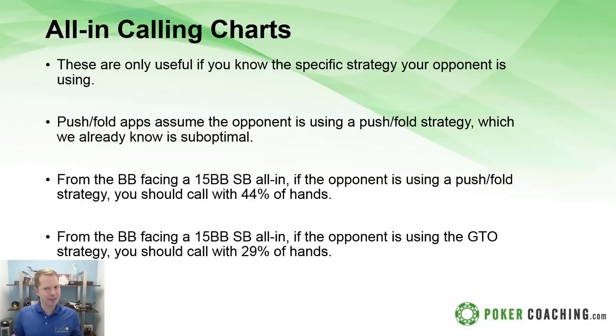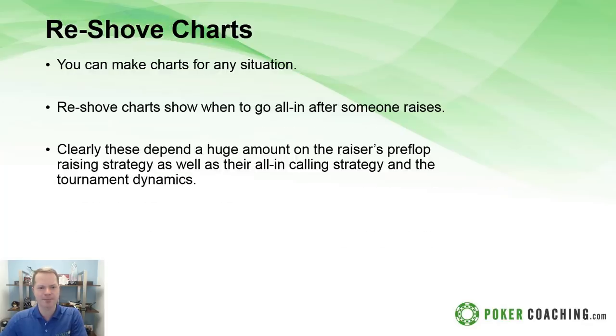And if you don't know it, you should default to the idea that your opponent's probably playing well if you're playing high stakes tournaments. If you see them using a shove or fold chart, right, you see them playing with it on their phone, well, then you know to call with the 44%. Whereas if you know that they are strong players who aren't just blindly shoving or folding and lighting their money on fire, then you should be calling with 29%. That's a very, very big difference.